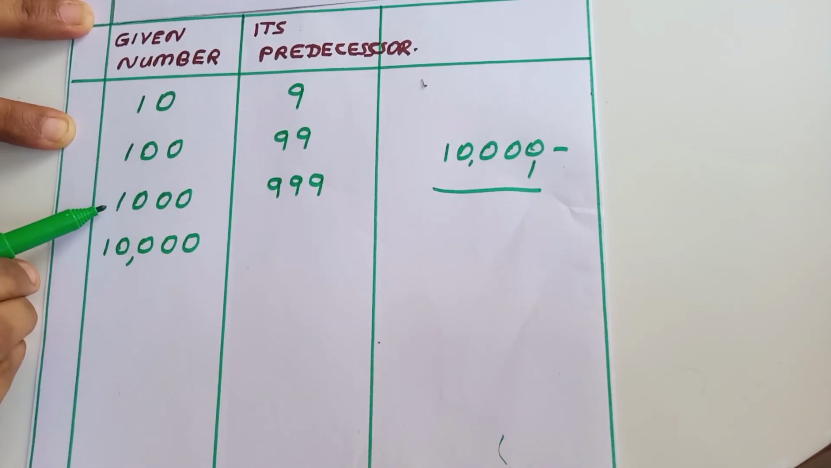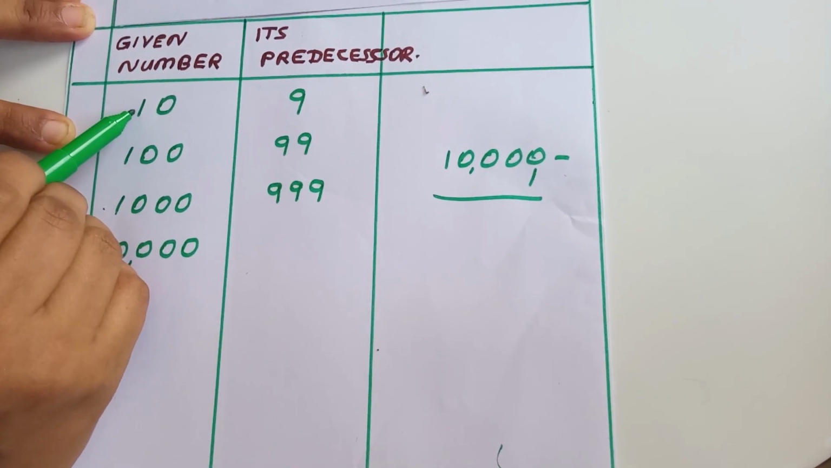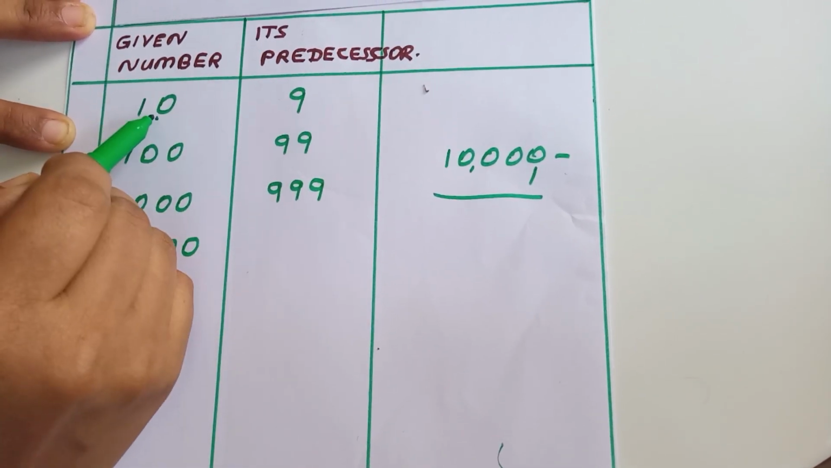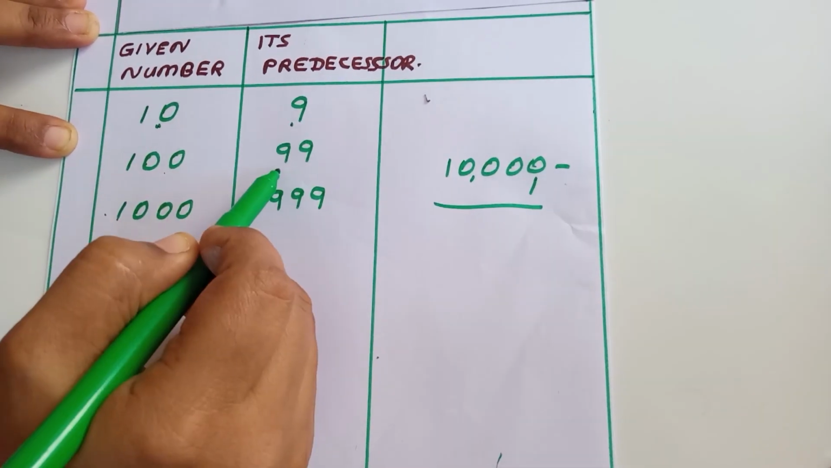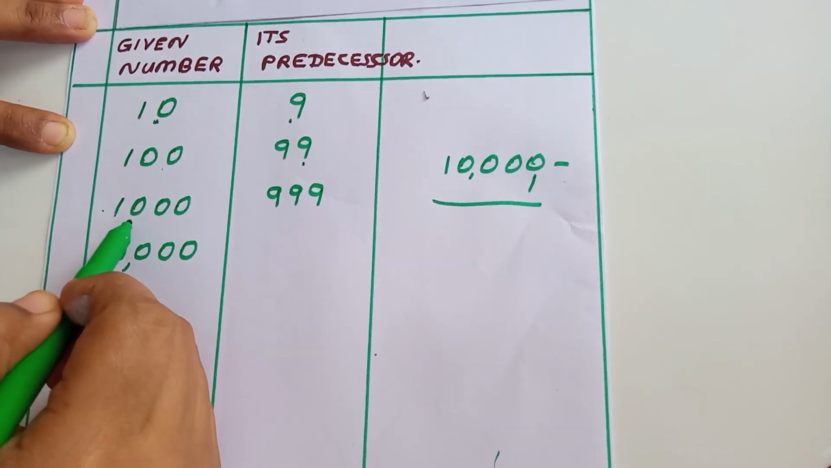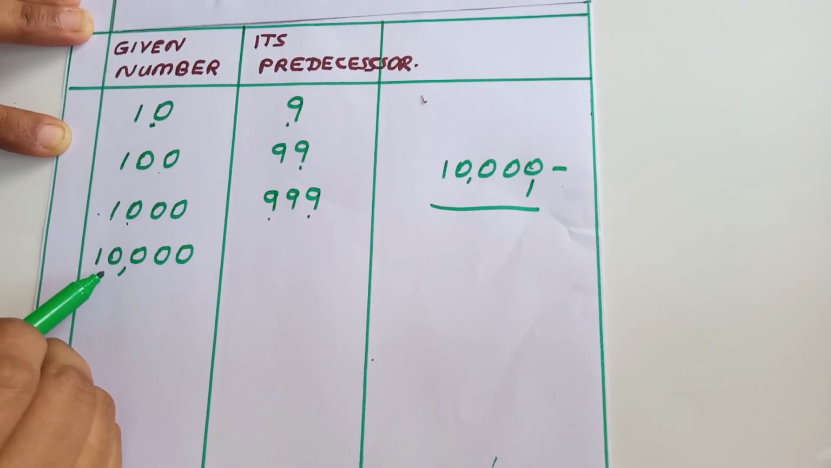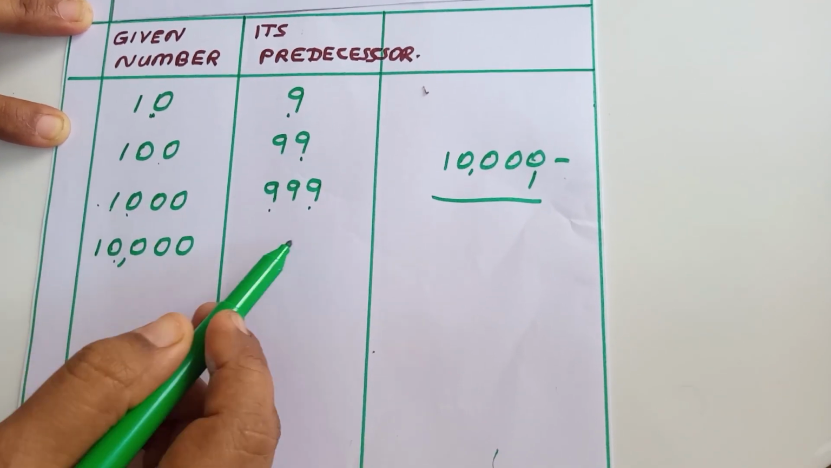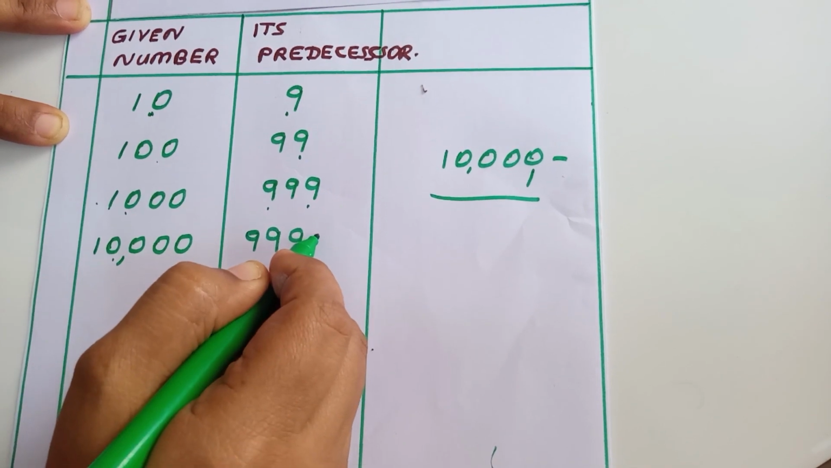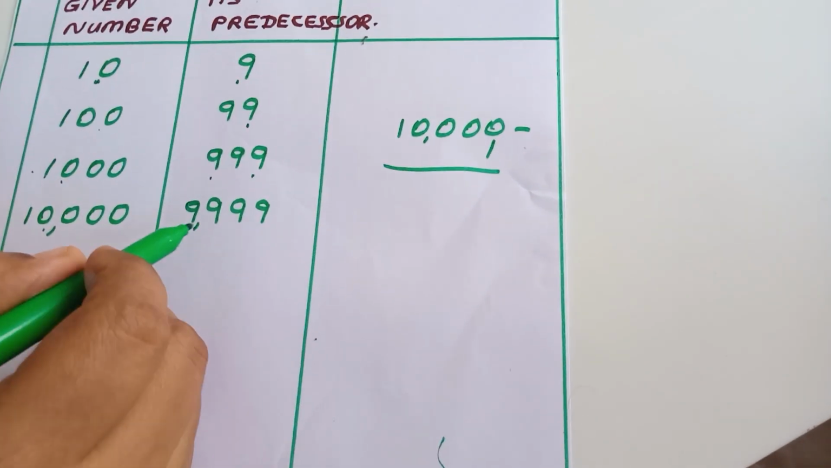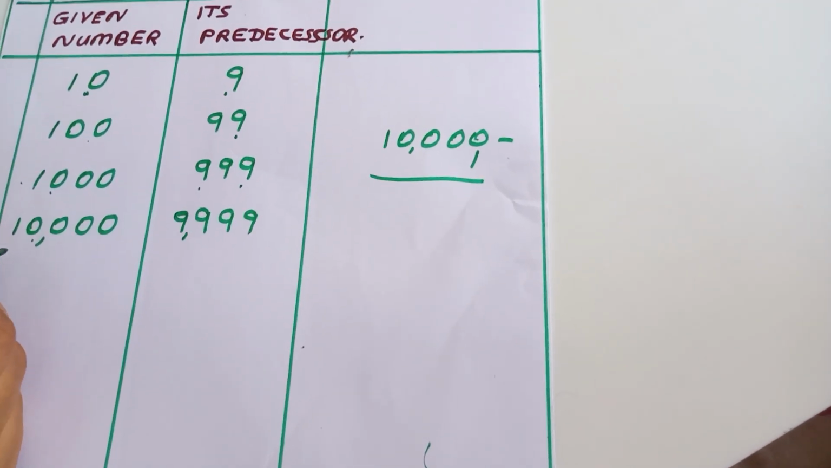But comparing these three, we can understand that in 10 you are getting 1 0. Instead of 1 0, you are writing 9. Instead of 2 zeros, you are writing 99. Instead of 3 zeros, you are writing 3 nines. So, similarly, instead of 4 zeros, you can write 4 nines to get the predecessor. So, 9999 is the predecessor.